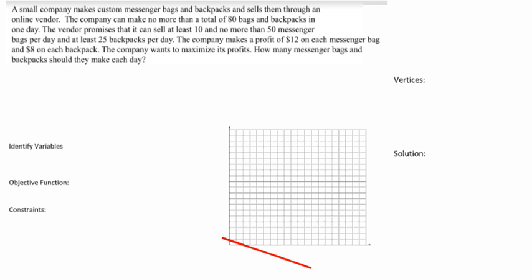So pretty extensive problems, and it says you only have to choose 3 of the 5 that are on that page. Example number 1. Small company makes custom messenger bags and backpacks, sells them through a vendor. Company can make no more than a total of 80 bags and backpacks in one day. Okay, so I'm going to identify some variables. M is the number of messenger bags. And B would be the number of backpacks.